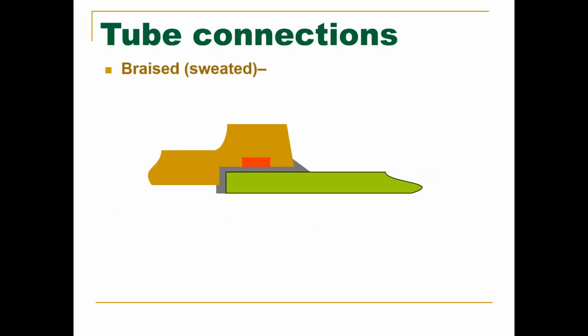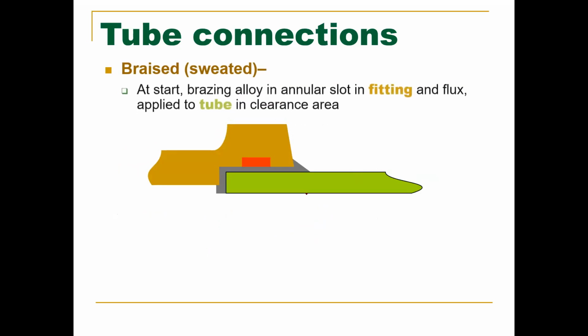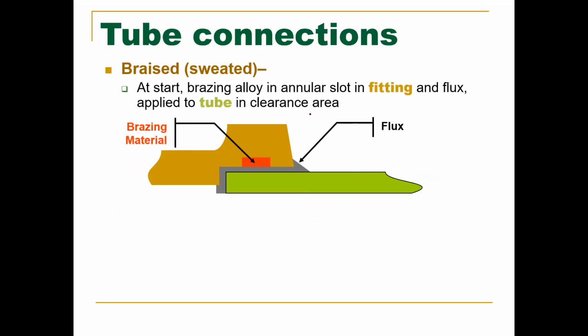So tube connections, we have a brazed / sweated connection. All right. So brazing alloy basically is a slot and fitting, and flux is applied to the tube in the clearance area. All right. So we have flux material, we have brazing material. This piece over here is our fitting.